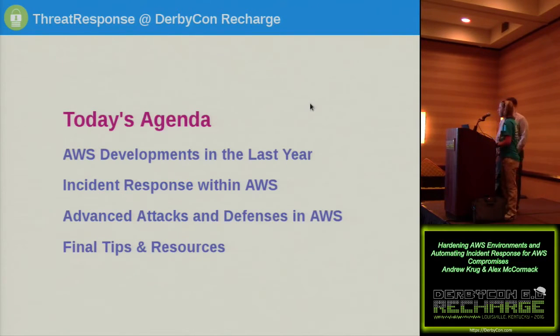So here's the agenda for today. We got 4 main parts. We're going to talk a little bit about the inspirations for how we started looking at incident response within AWS. So we're going to cover some blog posts and some Black Hat videos. Then we're going to cover actual incident response within AWS and introduce the tools that we developed. We're going to talk about advanced attacks and defenses in AWS, and then we'll wrap everything up with final tips and resources.